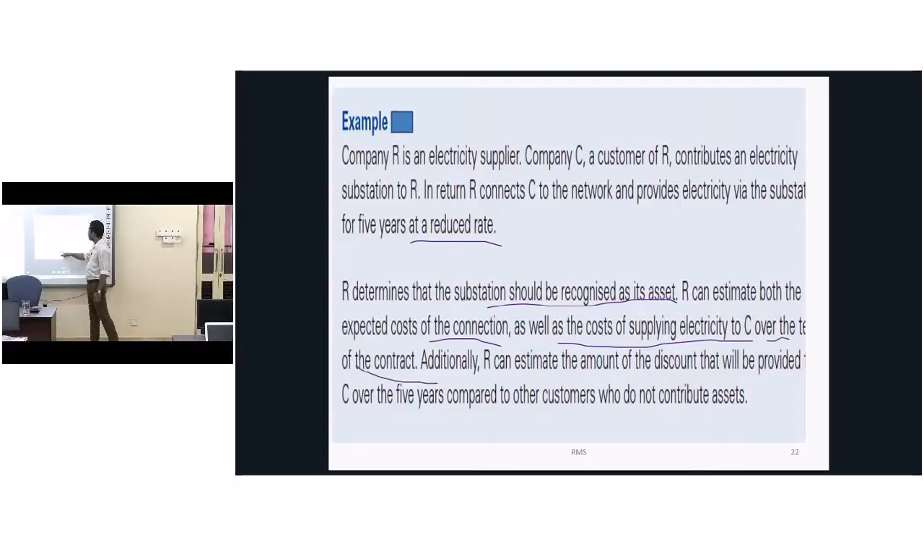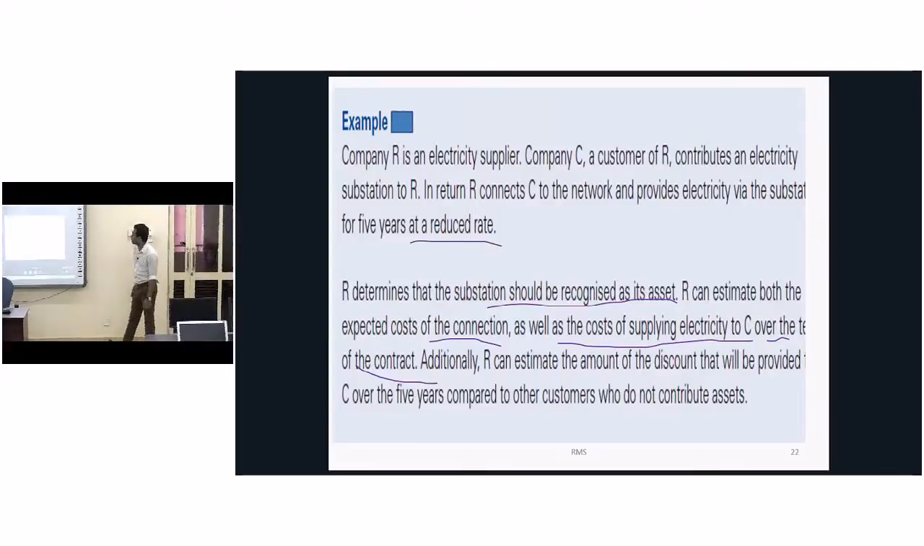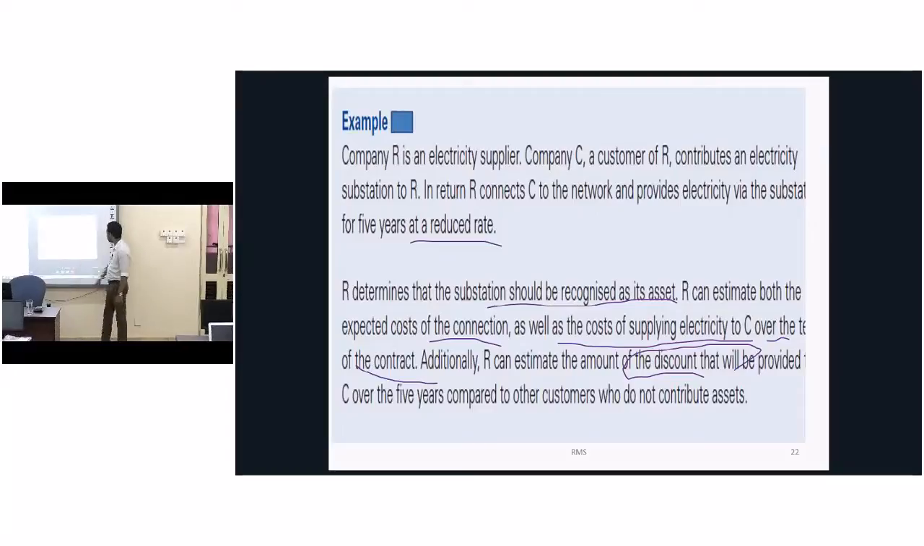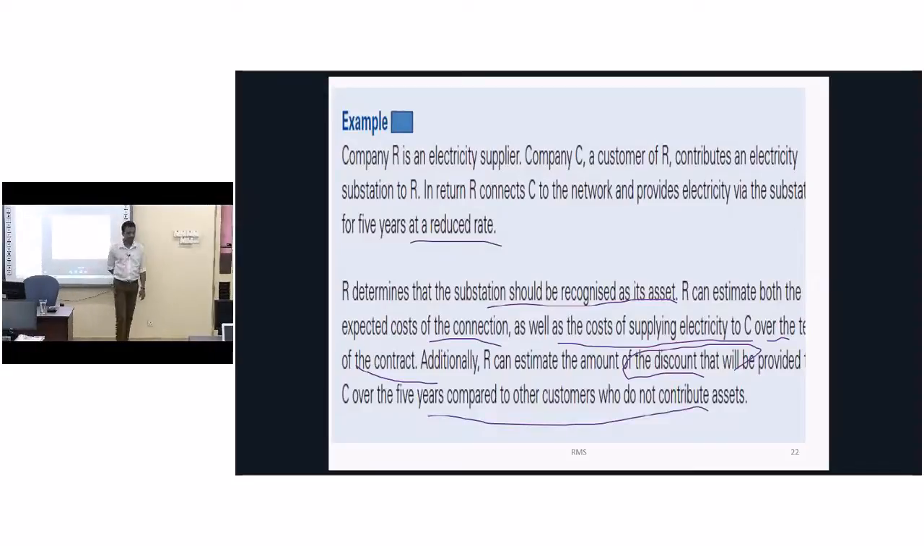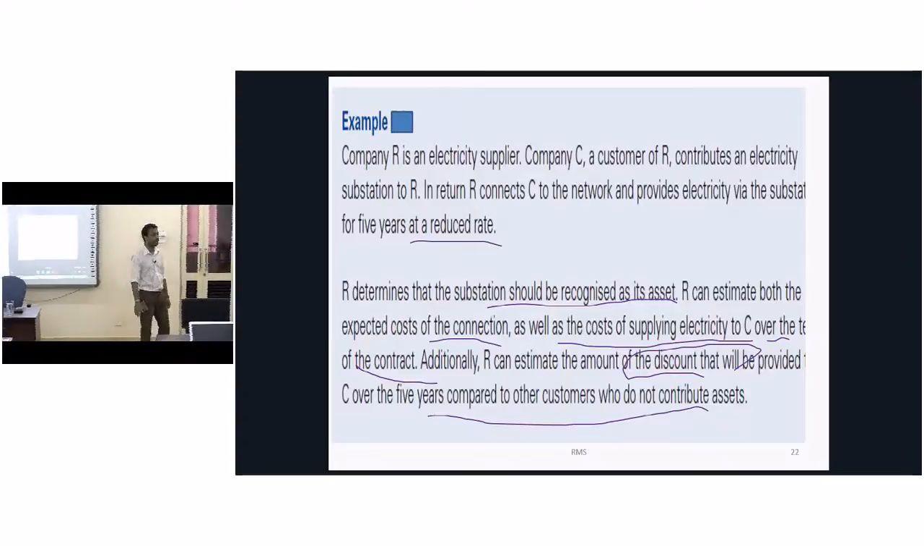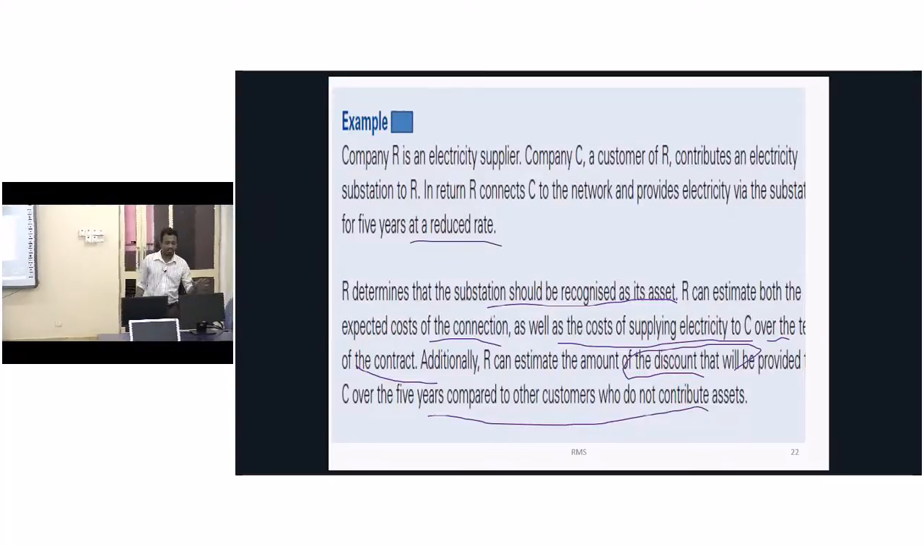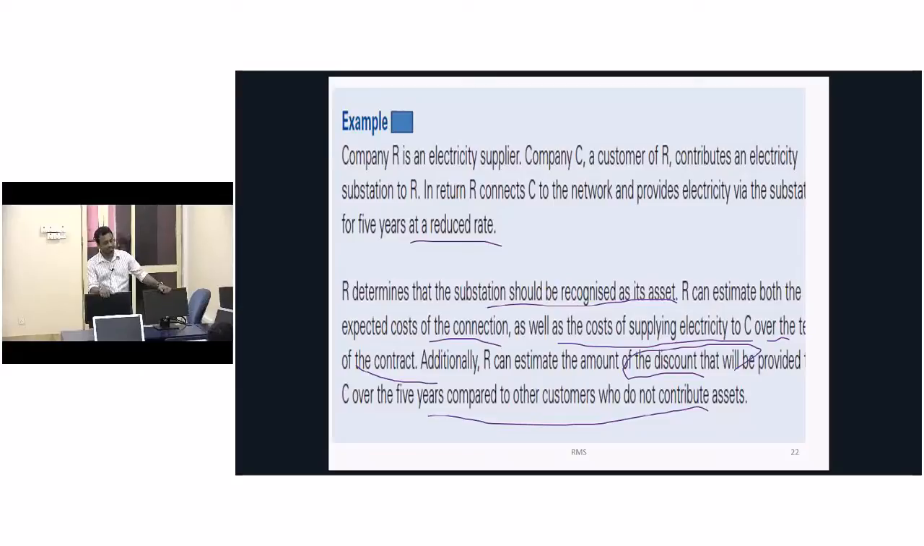over the agreement contract. Additionally, R can estimate the amount of discount that will be provided to C over 5 years compared to other customers who do not contribute this asset. Because now R is going to give a discounted rate for how many years? For the next 5 years. You can understand how much will be the customer's consumption over the 5 years.